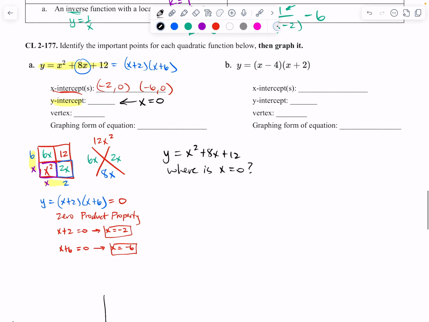So where is x equal to 0? Okay? So I'm just going to go ahead and plug in zeros for my x's. Okay? 0 squared is 0. 8 times 0 is 0. So y will be equal to 12 when x is equal to 0. That's my y-intercept. So when x is 0, y is 12.